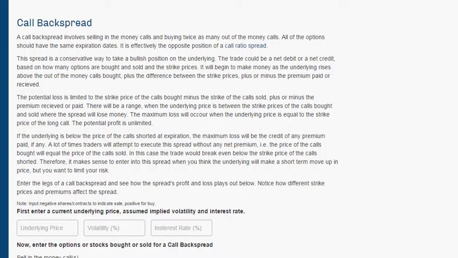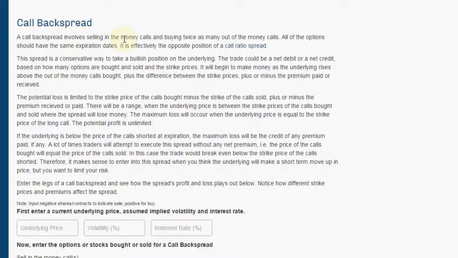And today, what I'd like to do is talk about what is called a call backspread. A call backspread is a bullish strategy, but it is a bit conservative. So, you want to implement this type of strategy when you're somewhat bullish on the underlying, but you want to limit your risk.